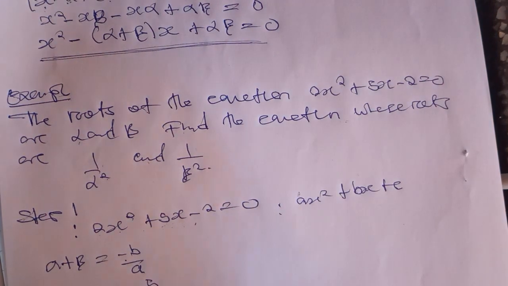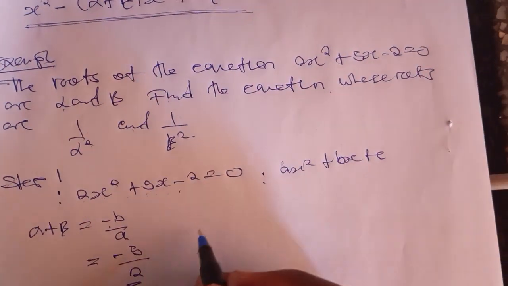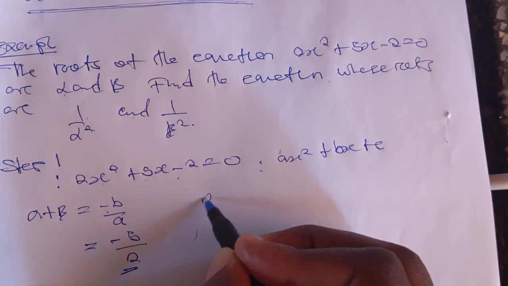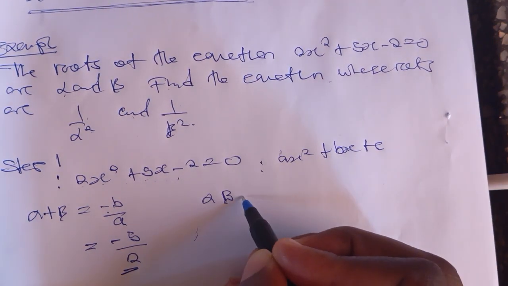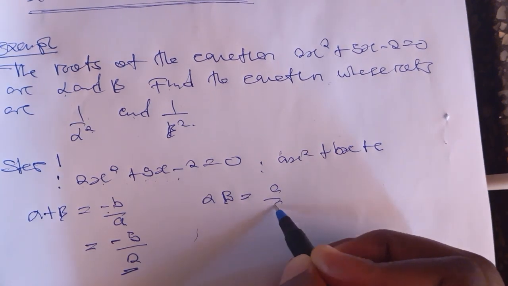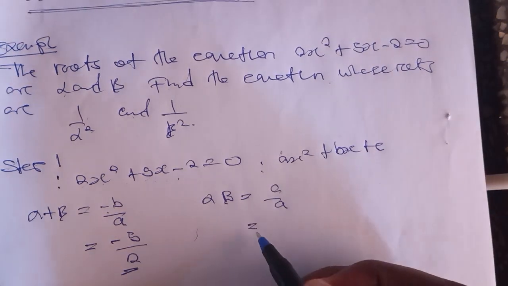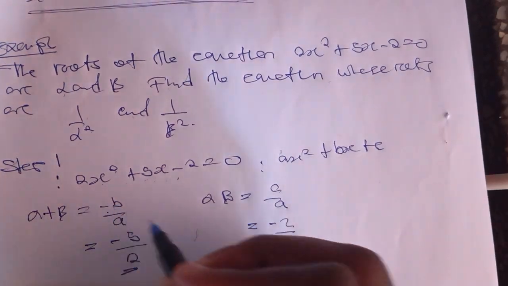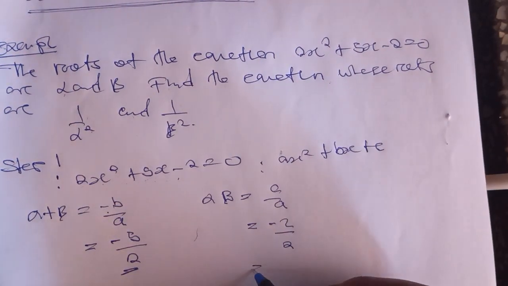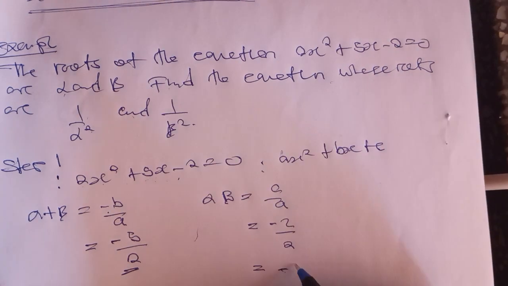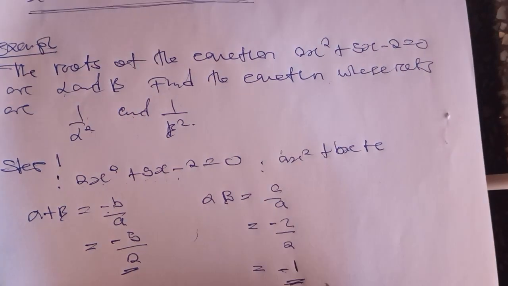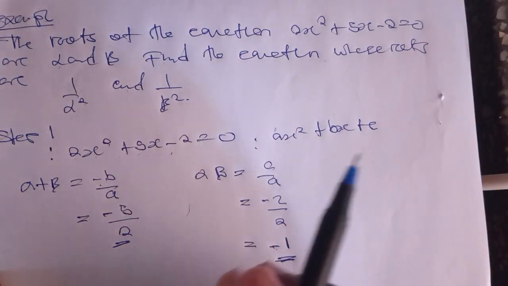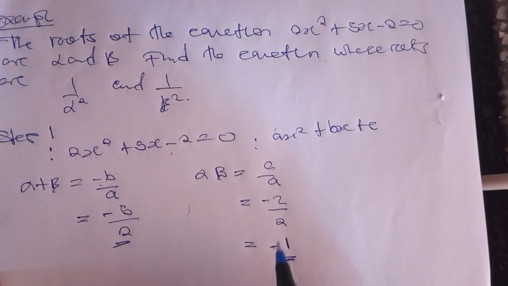Then we need also to obtain the product. So the product, alpha multiplied by beta, should be c over a. So we know that c is negative 2 over a is 2. So meaning the product should be negative 1. So we are done with getting the sum and the product on the first step.